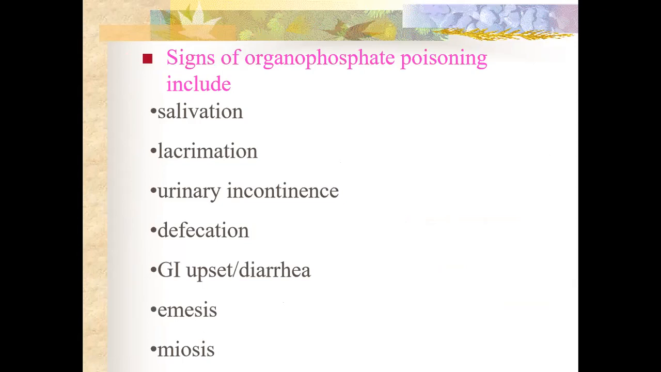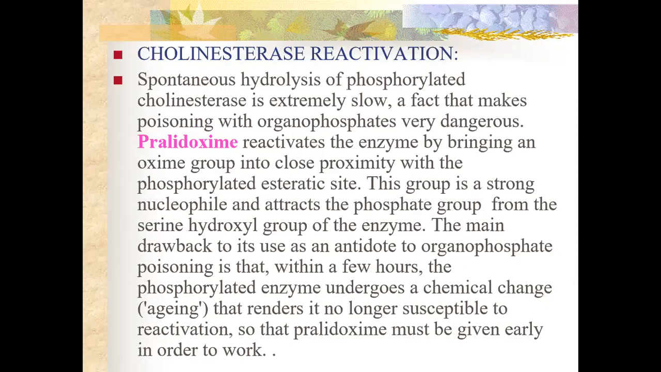The signs of OP poisoning, I already told you: salivation, lacrimation, urinary incontinence, defecation, GI upset, emesis, miosis, and so on and so forth. Along with that, if you look at the treatment of organophosphorus compound poisoning, the spontaneous hydrolysis of phosphorylated cholinesterase is extremely slow, a fact that makes poisoning with organophosphorus compounds very dangerous. Keeping this in context, you should know that the enzyme becomes phosphorylated, and it obstinately binds to the esteratic site with the organophosphorus compound.